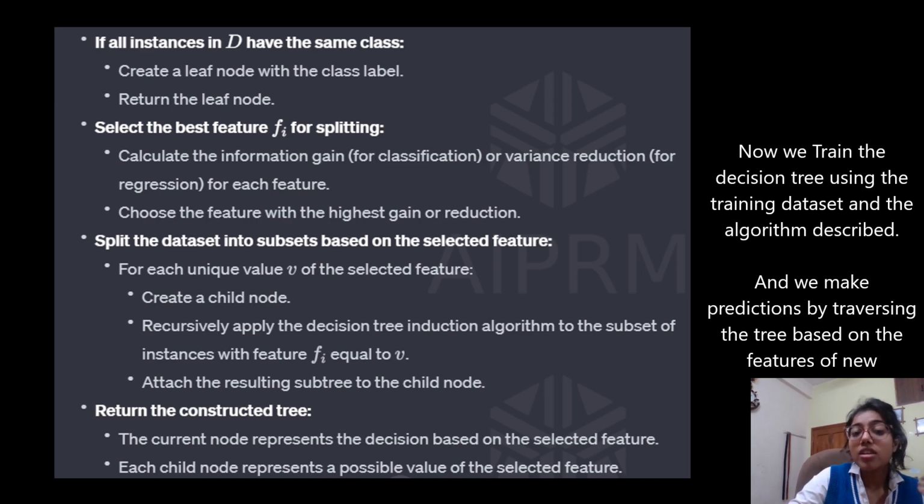Recursively apply the decision tree induction algorithm to the subset of instances with feature Fi equal to v. Then attach the resulting subtree to the child node. Return the constructed tree. The current node represents the decision based on the selected feature. Each child node represents a possible value of the selected feature. Now we train the decision tree using the training dataset and the algorithm described, and we make predictions by traversing the tree based on the features of new instances.